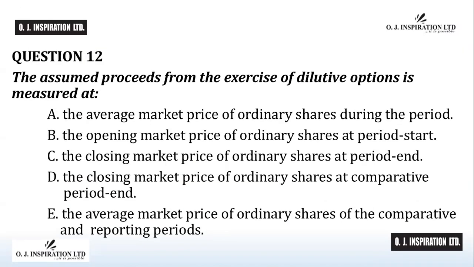Question number 12. The answer to question number 12 is A. The average market price of ordinary shares during the period. The exercise of dilutive options is measured at assumed proceeds at the average market price of ordinary shares during the period. They are regarded as having been received from the issue of ordinary shares. A is the answer to question number 12.